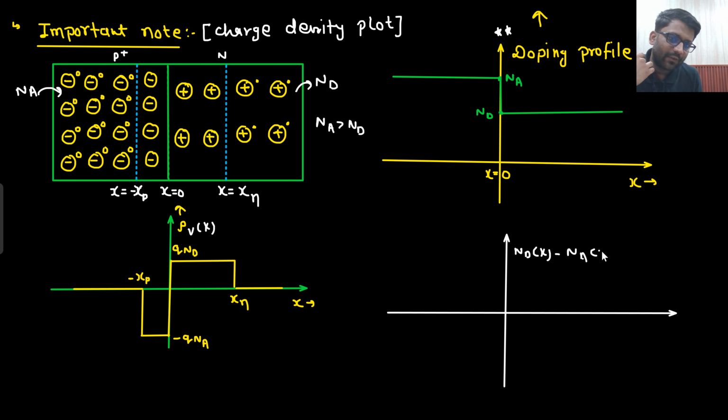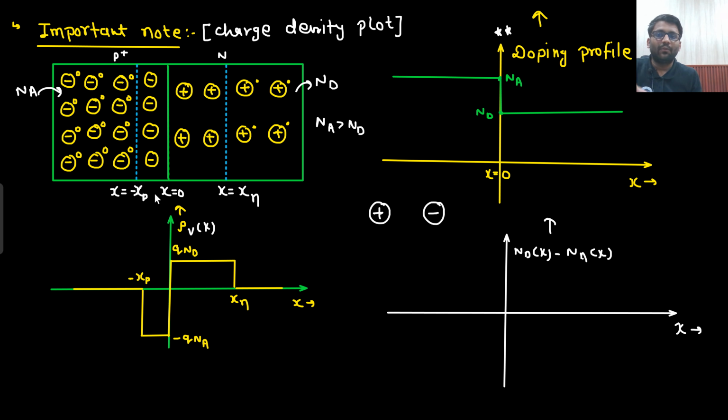Why I am drawing the graph of Ndx minus Nax, you will be able to understand. Just have some patience. What do you think Ndx minus Nax would represent? What is your Ndx? Ndx is this thing. And what is your Nax? Nax is this thing. If they have lost their charge carrier, let's just say the donor atom has lost its electron and the acceptor atom has lost its hole, then what will it become? It will simply become a positive charge, and it will simply become a negative charge.